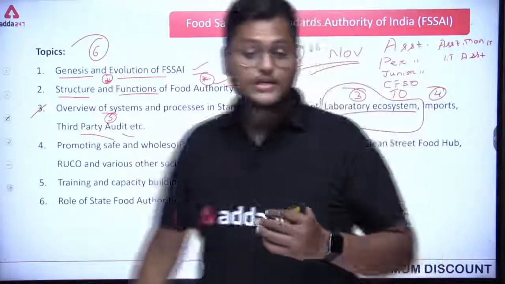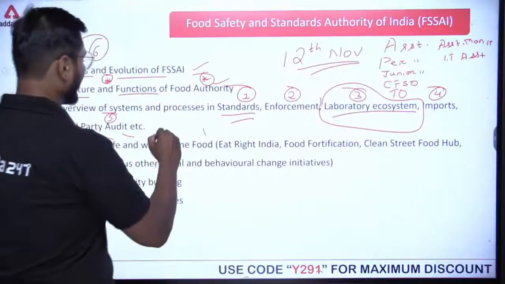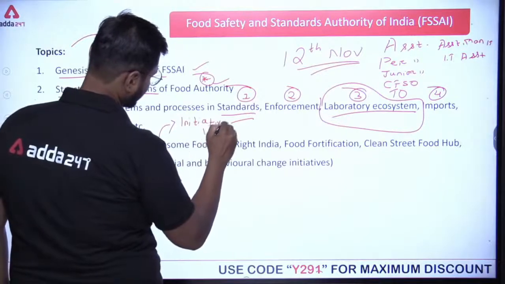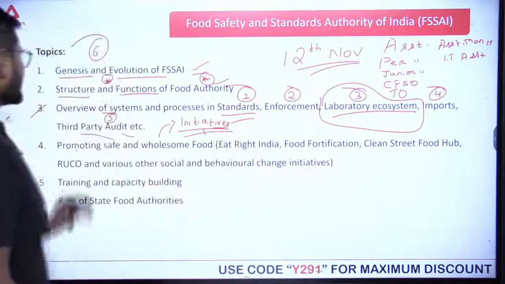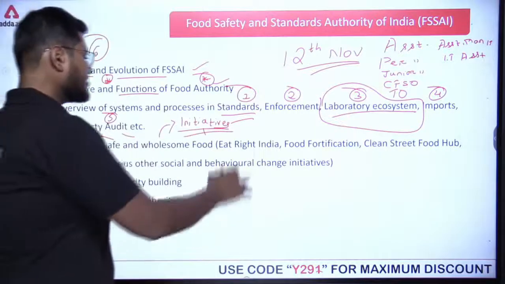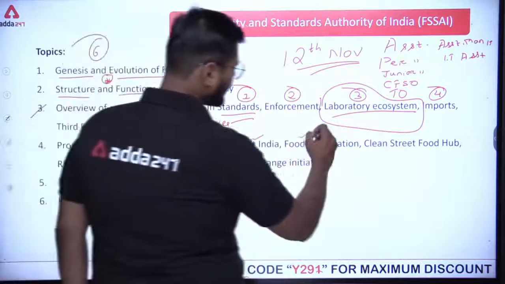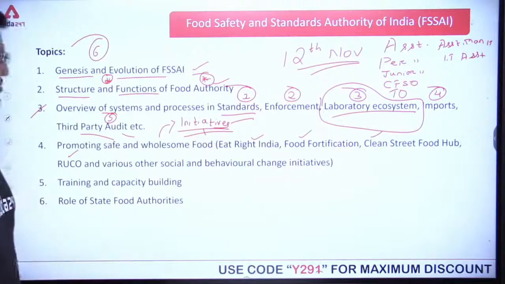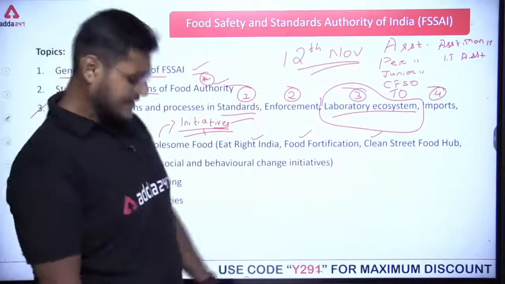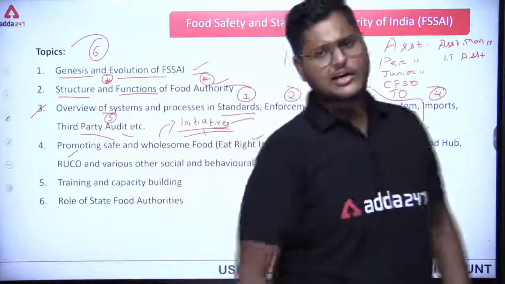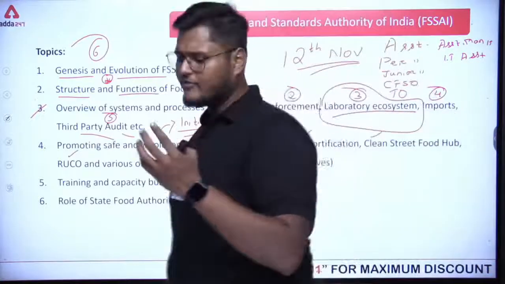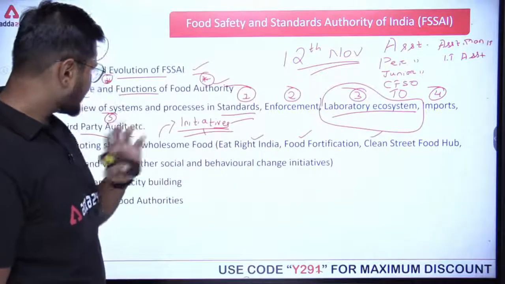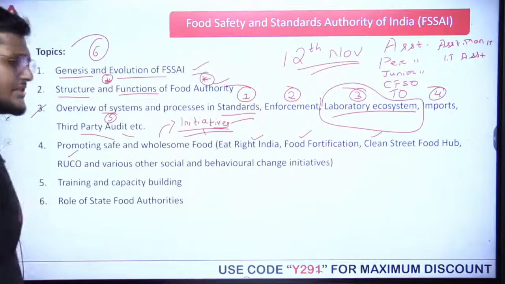Then the fourth one is promoting safe and wholesome food. So this is all about the different initiatives that have been started by FSSAI. Clear, guys? So promoting safe and wholesome food. The first one is Eat Right India. Second is food fortification. Third one is Clean Street Food Hub. RUCO, that means Repurpose Used Cooking Oil, and various other social and behavioral change initiatives like Diet for Life, Heart Attack Rewind. Then we have so many different initiatives like Jaivik Bharat.